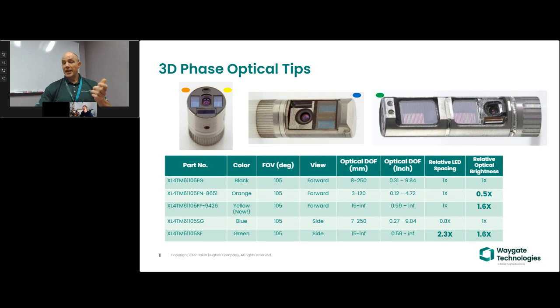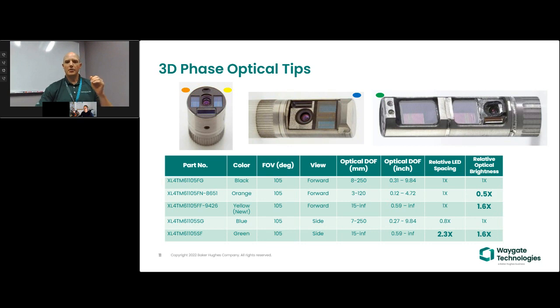Another factor that has a big impact on the measurement range is the optical brightness. If we look at this, with the black and the blue as our standard, the orange tip is only about half as bright optically. That's because we had to use a smaller aperture to achieve that 3 millimeter near depth of field, and so that lets in less light to the sensor. The yellow and the green tips both have larger apertures, so these are both 60% brighter than the black and the blue tips. And that is what gives the yellow tip a bit more capability compared to the black.